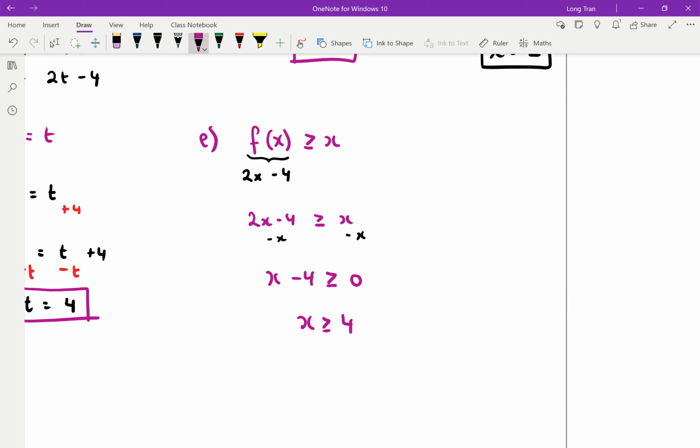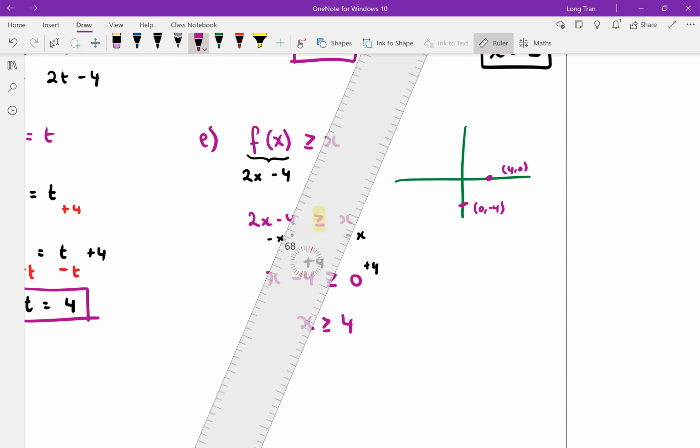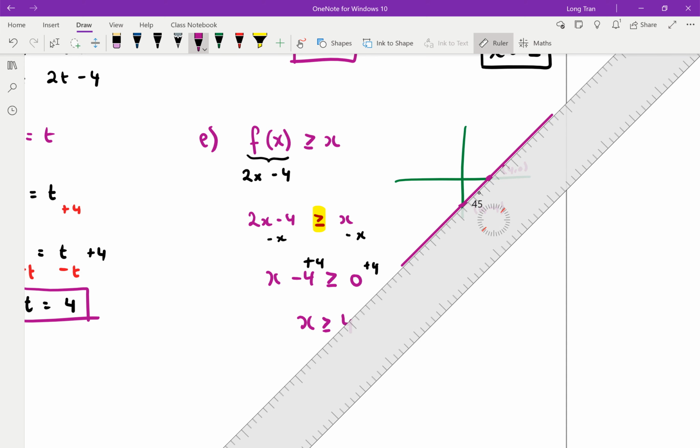I personally don't want you to go through that way because that stops you from remembering or understanding that when you're working with inequalities, you should sketch the graph. So I would encourage you to sketch the graph of 2x minus 4, and if you minus x on both sides, you would be sketching the graph of x minus 4. So x minus 4 would mean that you would have 0, -4 as my intercept, and then that x minus 4 would then imply that you get 4, 0 as well. And then if you sketched it, it should look something like that.